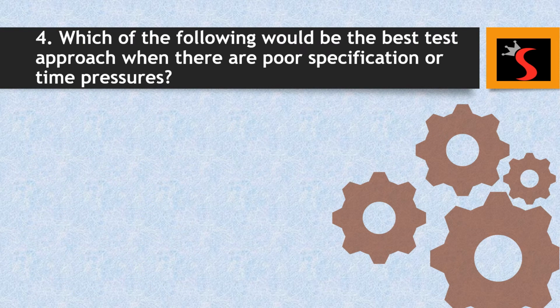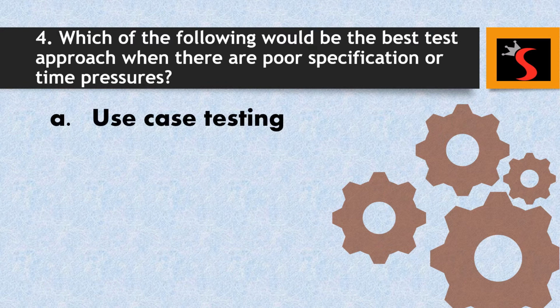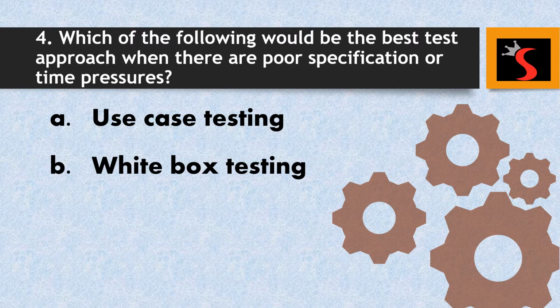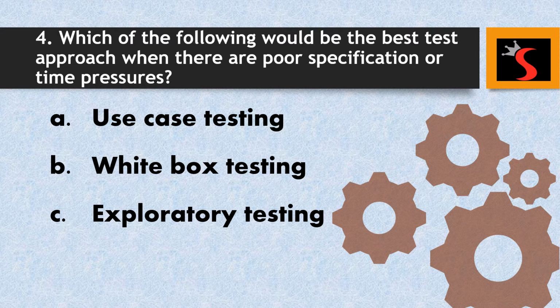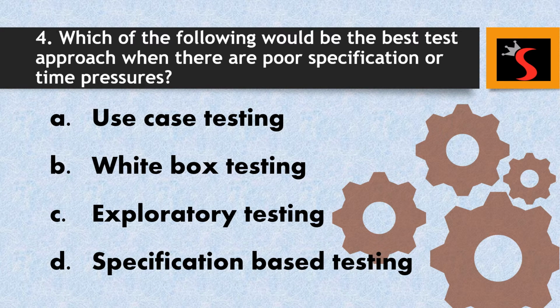Which of the following would be the best test approach when there are poor specifications or time pressures? A. Use case testing. B. White box testing. C. Exploratory testing. Or D. Specification based testing. And the right answer is option C. Exploratory testing.